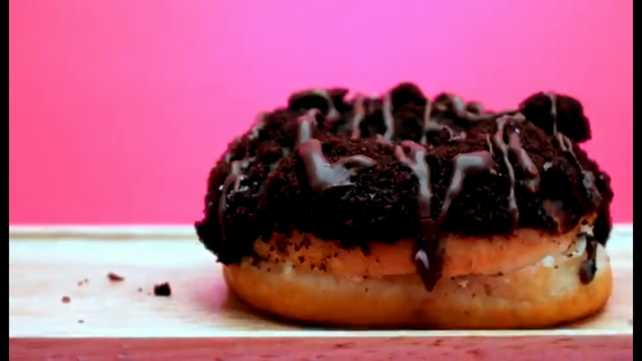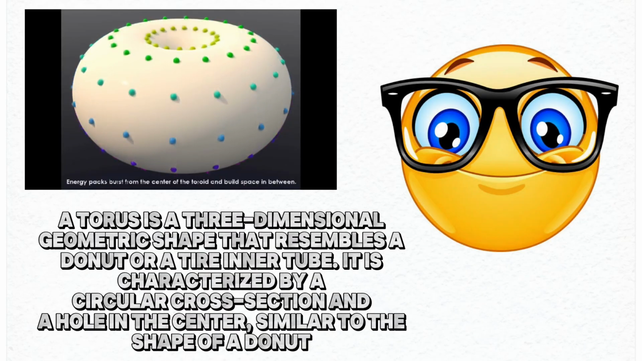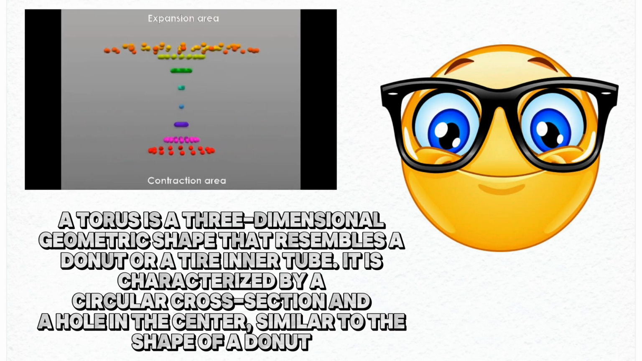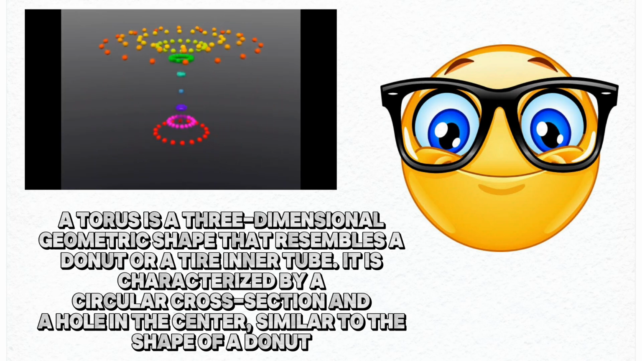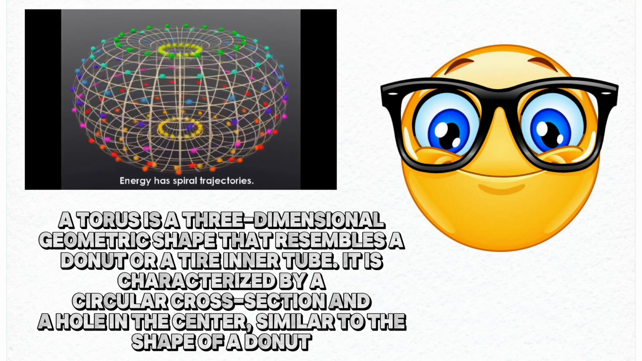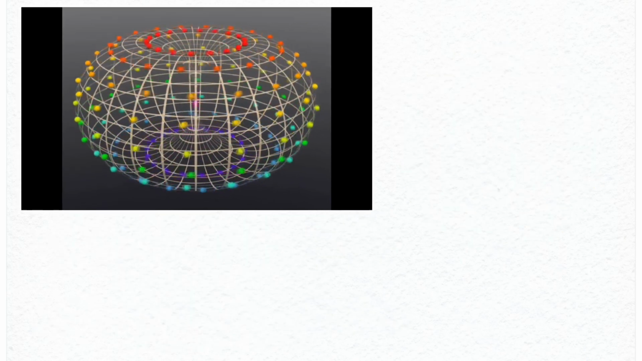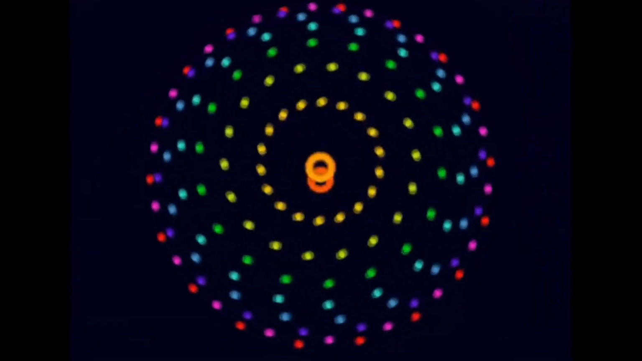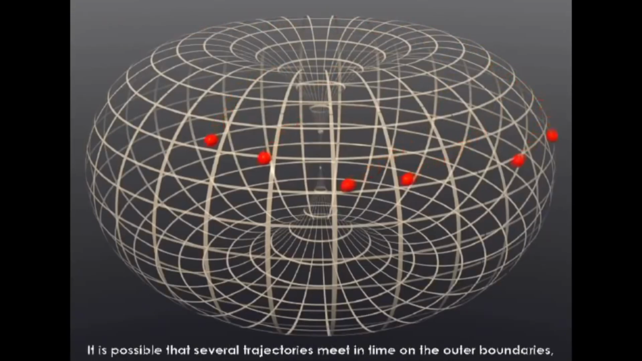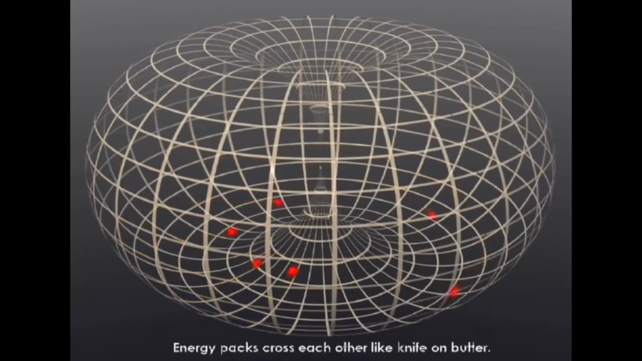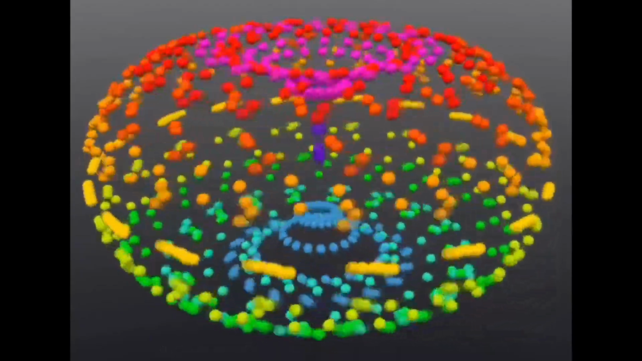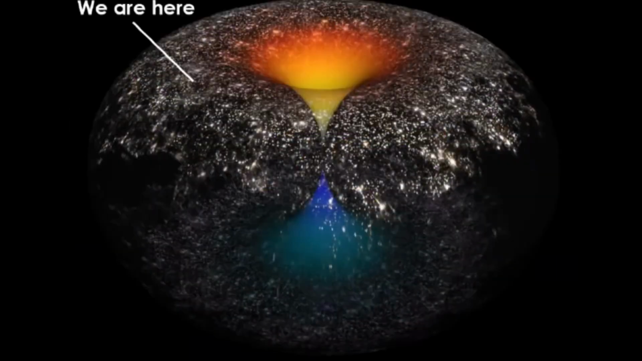A torus is a three-dimensional geometric shape that resembles a donut or a tire inner tube. It is characterized by a circular cross-section and a hole in the center, similar to the shape of a donut. In topology, the torus is often represented as a surface with a single hole, making it a fundamental example for illustrating concepts such as homeomorphism and the classification of surfaces. The torus plays a significant role in various fields of mathematics and physics, including topology, geometry, and differential equations.